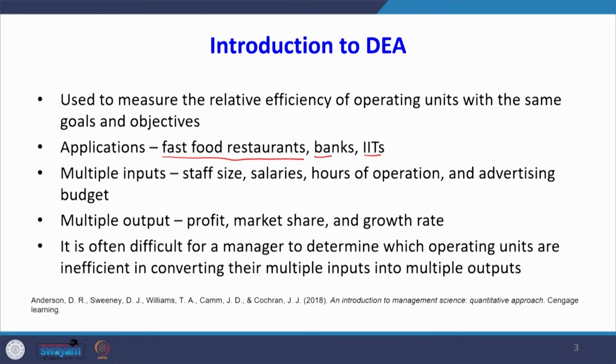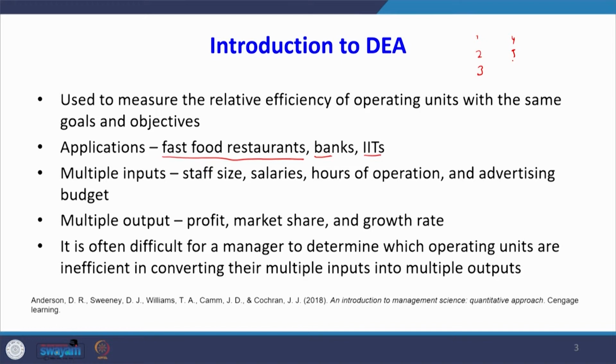This is relative performance. Another advantage of this DEA is that we can consider multiple inputs and multiple outputs. For example, if you take a restaurant chain, in a city there are 5 restaurants, in different parts of the city: 1, 2, 3, 4, 5. Then the operation manager is willing to compare the relative performance. That relative performance can be done with the help of this data envelopment analysis. There are many research papers that have used this DEA.